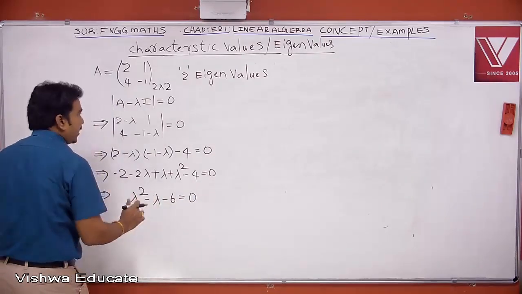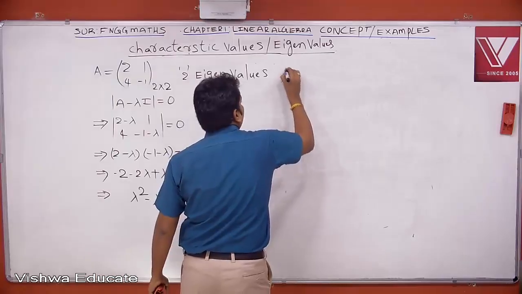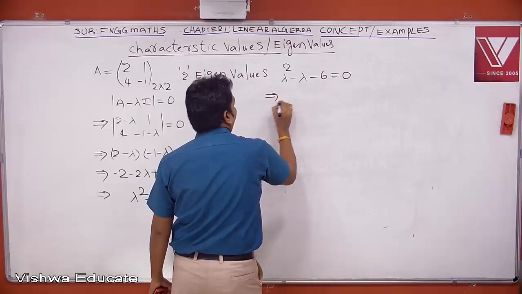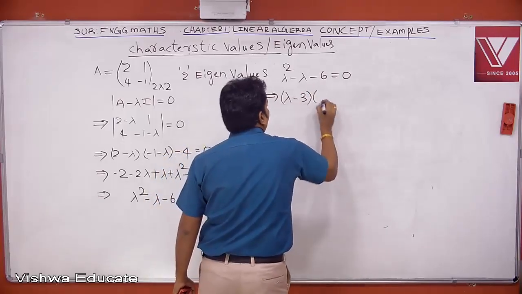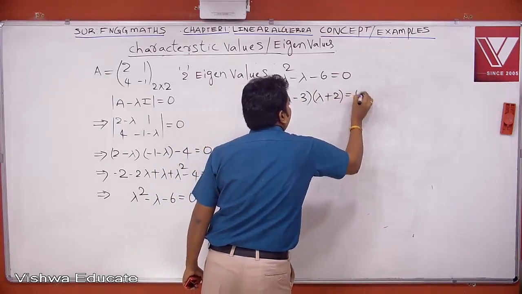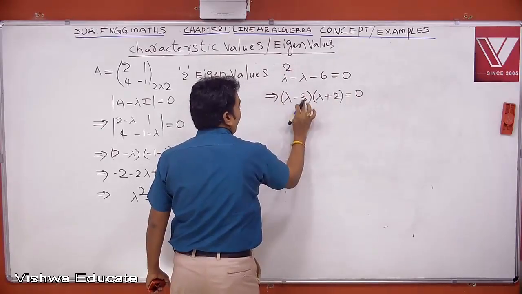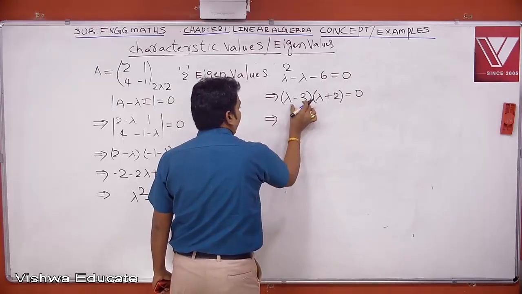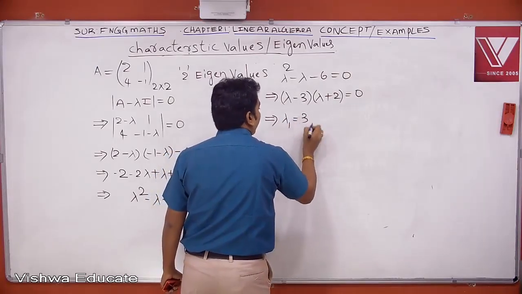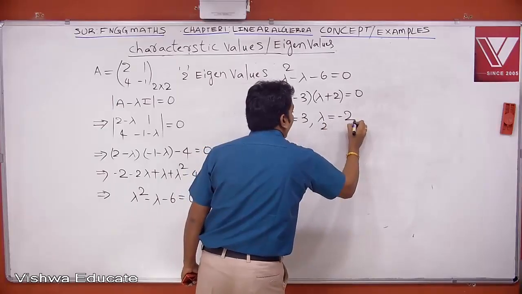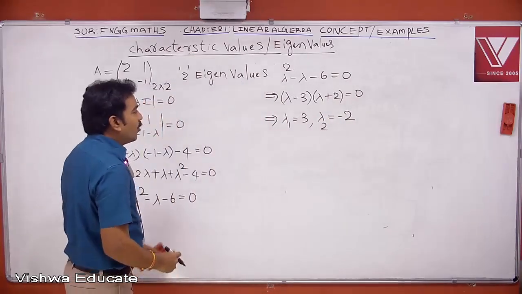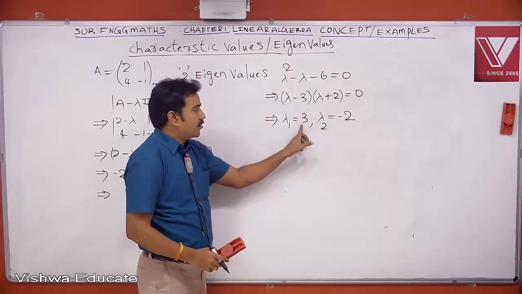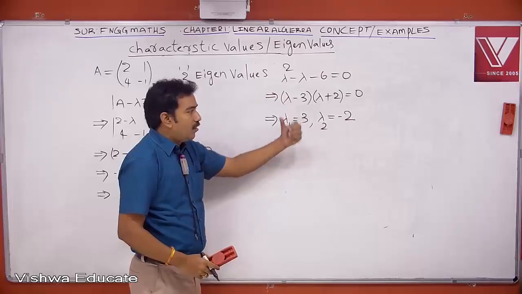Now this is my second degree equation. So what is my equation in this case? Lambda square minus lambda minus 6 equal to 0. Now this implies (lambda minus 3) into (lambda plus 2) equal to 0. So this is the factorization: minus 3 plus 2 is minus 1, minus 3 into 2 is minus 6. Therefore, lambda 1 equal to 3 and lambda 2 equal to minus 2. In this case, the eigenvalues are 3 and minus 2. Right? Note this.